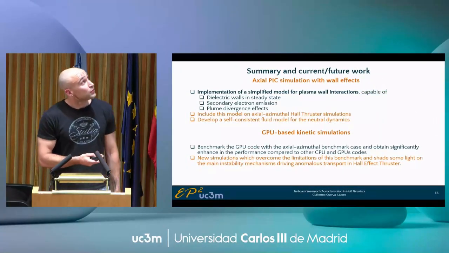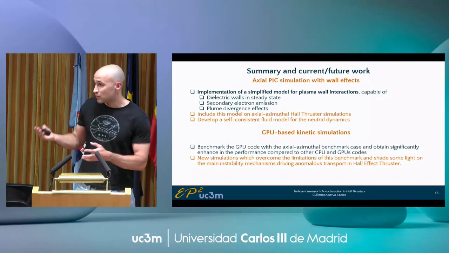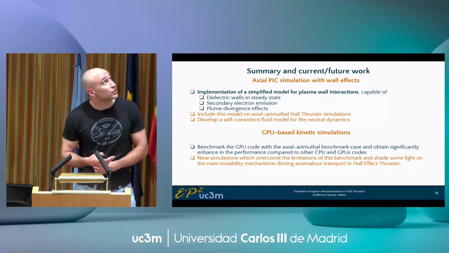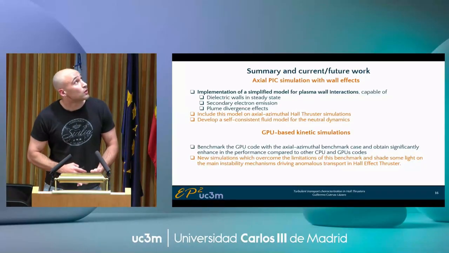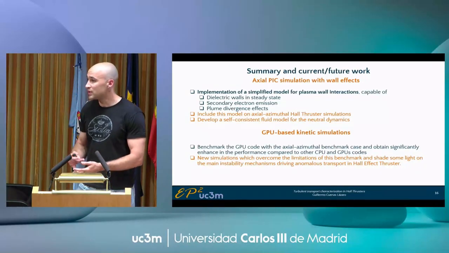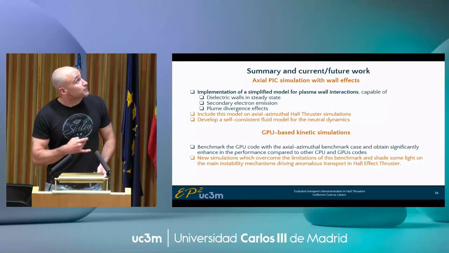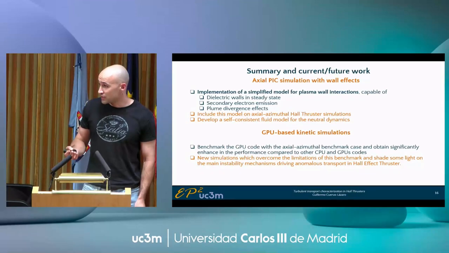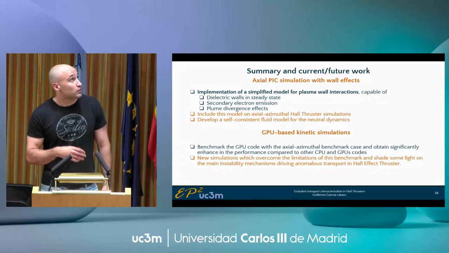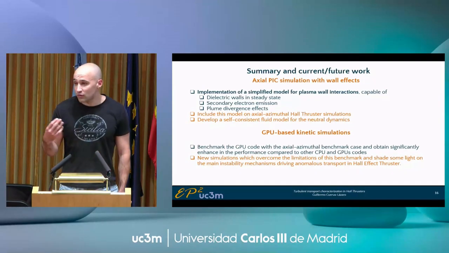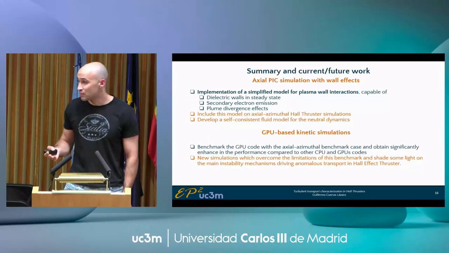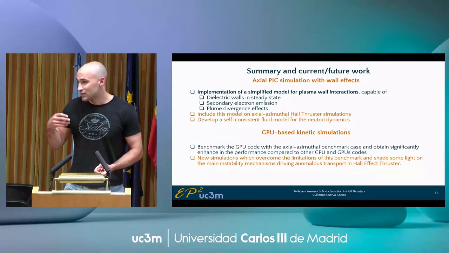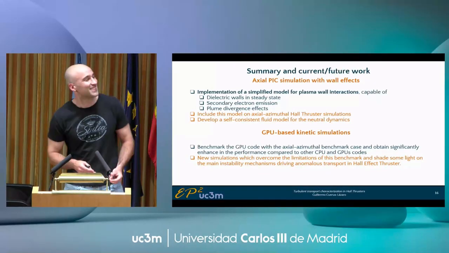So, the summary and current and future work. For the axial improvements on Picasso, we implemented a simplified model for plasma-wall interactions, which is capable of handling dielectric walls, secondary electron emission, and plume divergence, and the idea is to include this model in the axial-azimuthal simulations of the Hall thruster in Picasso. We also want to develop in the future a fluid model for the neutral dynamics, because right now it's a very simplified model. Then for the GPU-based kinetic simulations, we have benchmarked this code, and we are the best.